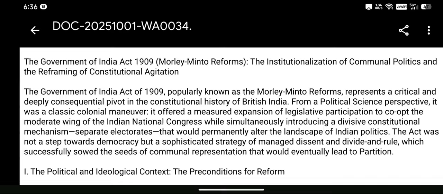From a political science perspective, it was a classical colonial maneuver. It offered a measured expansion of legislative participation to co-opt the moderate wing of the Indian National Congress while simultaneously introducing a divisive constitutional mechanism, separate electorates, that would permanently alter the landscape of Indian politics. The act was not a step towards democracy but a sophisticated strategy of managed dissent and divide and rule, which successfully sowed the seeds of communal representation that would eventually lead to partition.